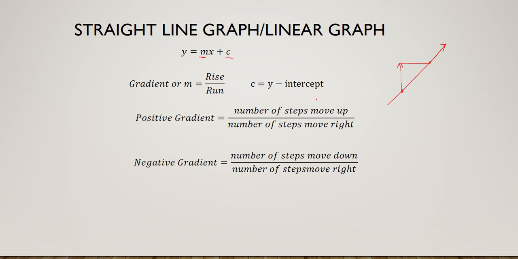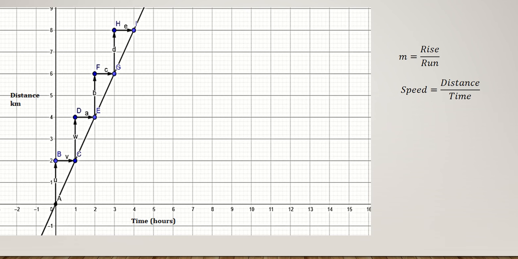So if the line is going up, we are going to have a positive gradient. When the line is coming down, we are going to have a negative gradient. The rule will remain the same. This time we'll count downward and then right. So our line is going down, we are going to have a negative gradient. If the line is going up, we are going to have a positive gradient.